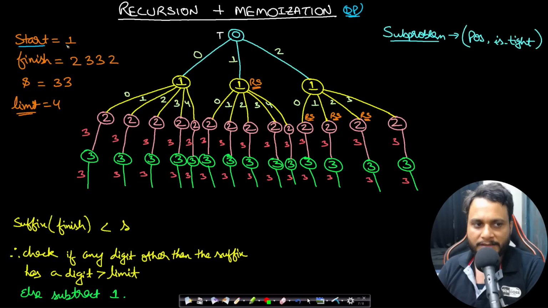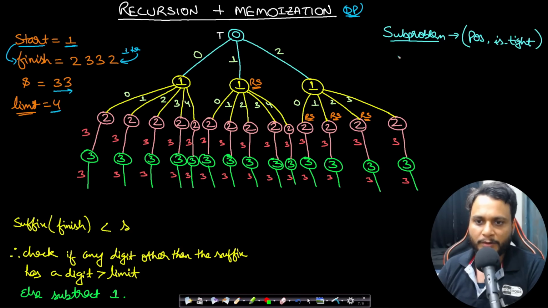In this case, I have taken just a simple example from 1 to 2332, and I will be trying to calculate how many numbers are generated from 1 to 2332 having the suffix 33 with the limit value 4. Once you learn how to calculate from 1 to 2332, you can just repeat that process from 1 to start -1. But start equals 1 is a special case, where from 1 to 0 does not make sense. So when start equals 1, you just calculate from 1 to finish, and that's the count.